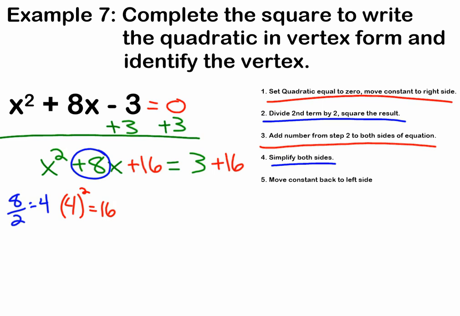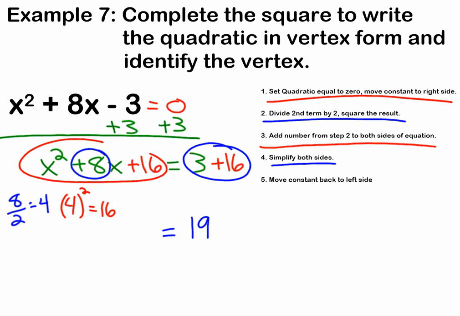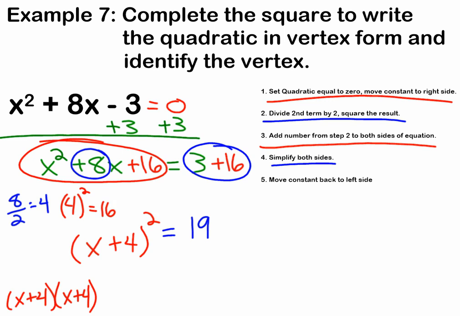Step number 4, I'm simplifying both sides. I know on the right I have 3 plus 16, which is going to give me 19. On the left side, I have a quadratic. Remember, it's a completed square, which means I should get something where I have x plus something or minus something squared. If I was to factor this, I would get the factors of x plus 4 and x plus 4, which means I'm looking at x plus 4 squared. Your shortcut is just take this guy, divide them by 2. Whatever that number is what goes inside the parentheses.